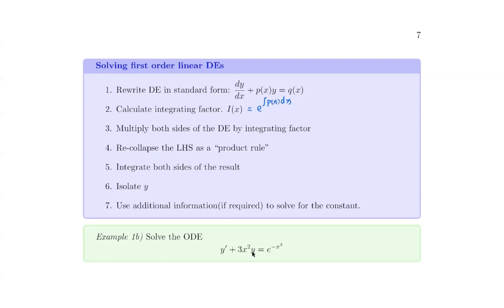And then you integrate both sides of the result, isolate for y, and use additional information. Additional information is usually an initial value to find your constant. Again, this might not be clear now, but we'll use an example to clear it up, okay?